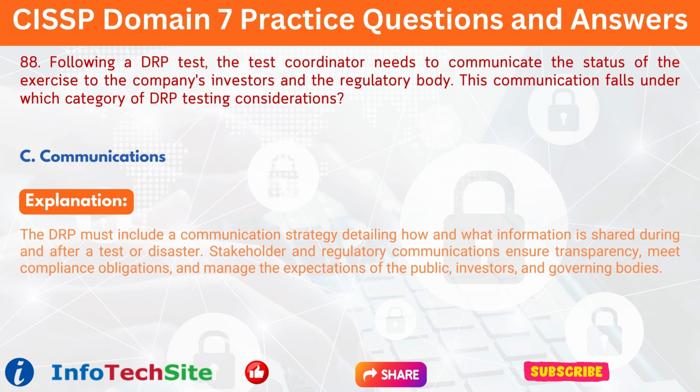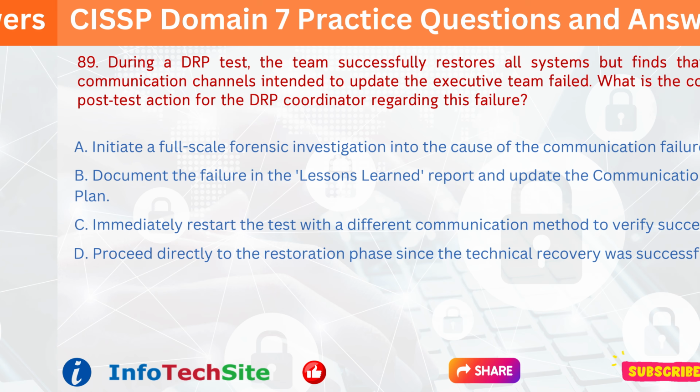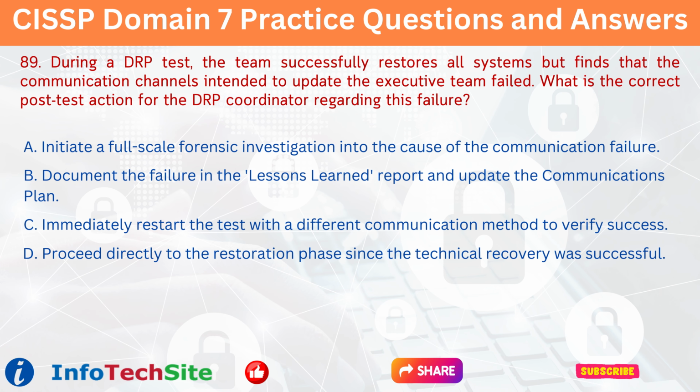Communications. Explanation. The DRP must include a communication strategy detailing how and what information is shared during and after a test or disaster. Stakeholder and regulatory communications ensure transparency, meet compliance obligations, and manage the expectations of the public, investors, and governing bodies.